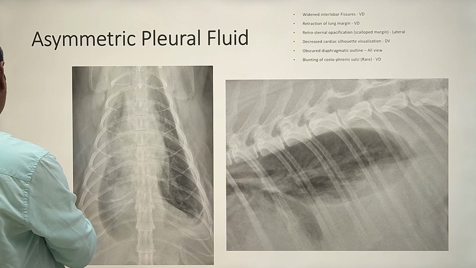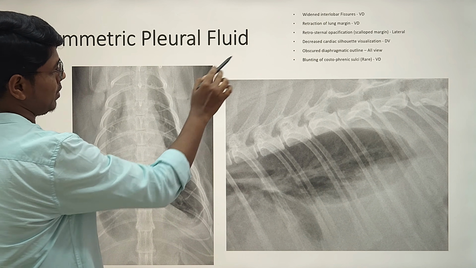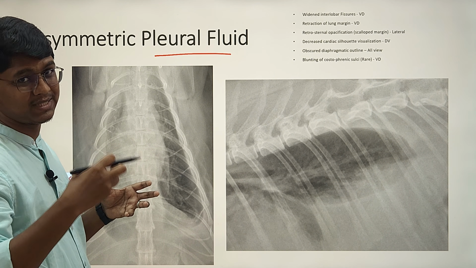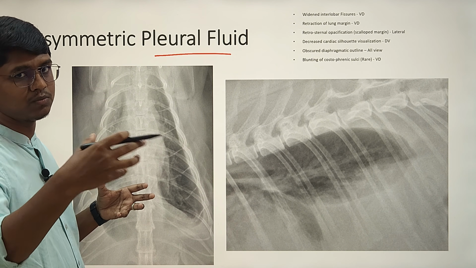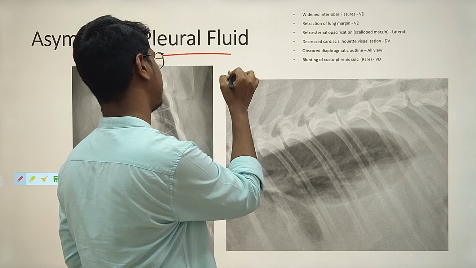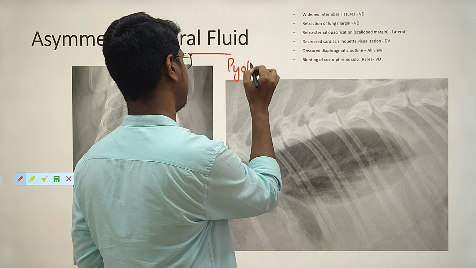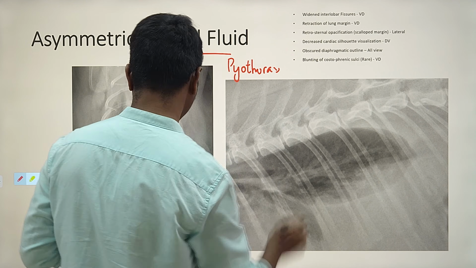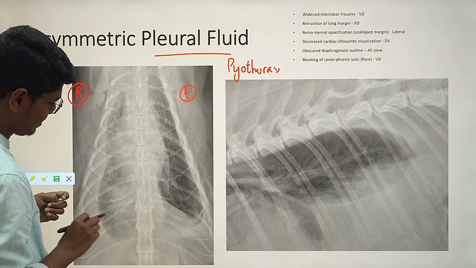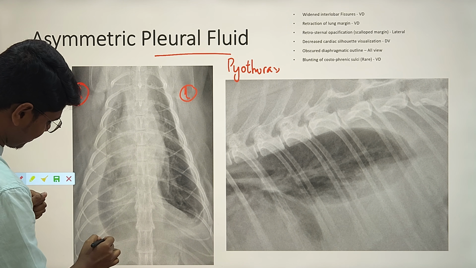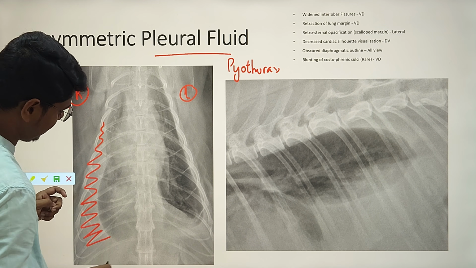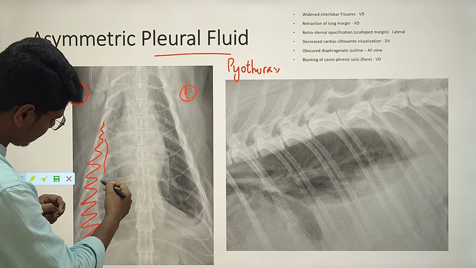This is another case, but in this particular case there is asymmetric pleural fluid. I told you it happens when the fluid is kind of thick, which cannot be distributed to both the pleural sacs. Most probably it is pus or pyothorax. Most common cause is pyothorax. You can see this one is the left side, this one is the right side. You can see that the right-hand side is actually having some pleural effusion. It is very clearly visible. This is basically fluid, and the lung has been collapsed slightly.